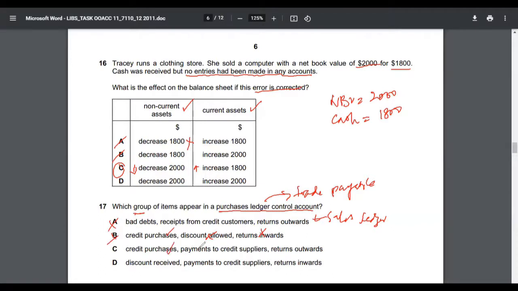Option C, credit purchases, payments made to credit suppliers and return outwards. Yes, this meets our definition. All these three items would be found in purchases ledger control account. Therefore, the correct answer to multiple choice 17 is option C.